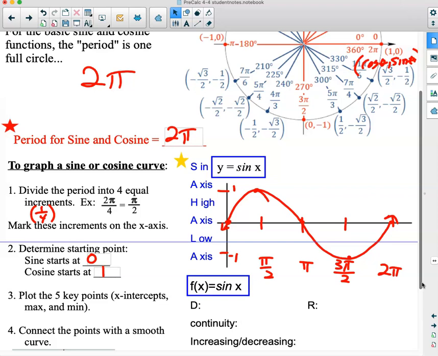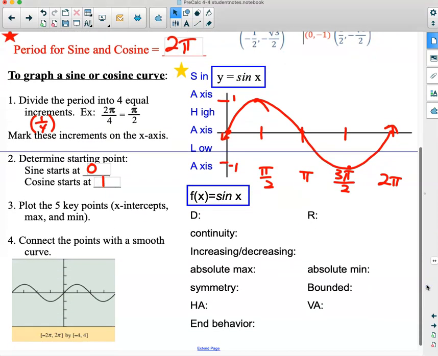So f of x equals the sine of x. And we've got determine the starting points, plot the 5 key points. Well, that's what we just did. 0, pi over 2, pi, 3 pi over 2, and 2 pi. Got them all on there. Connect the points with a smooth curve. Yep, done. So now we need to talk about all of those analyze pieces that we've always done in the past.